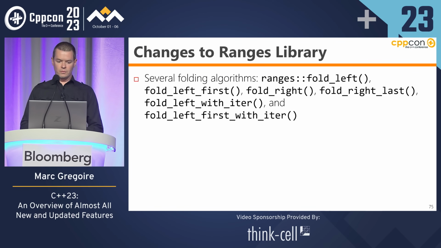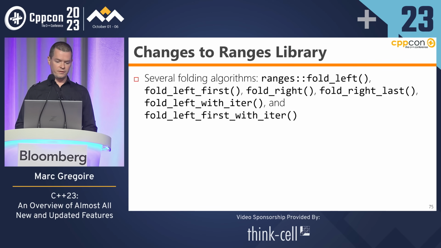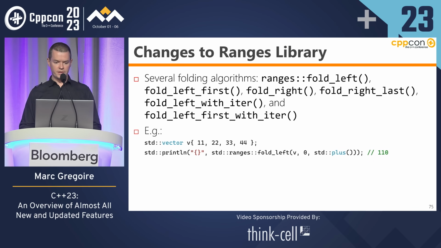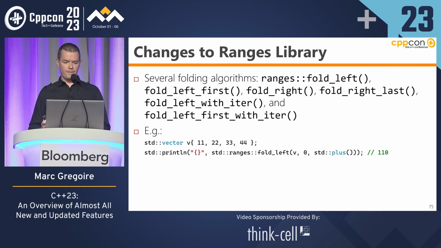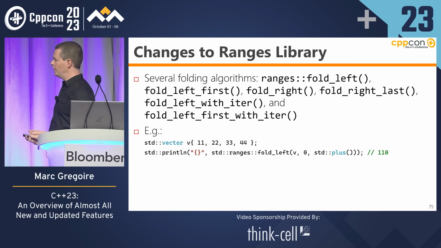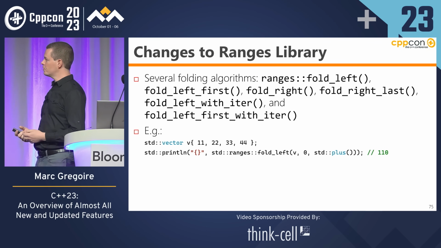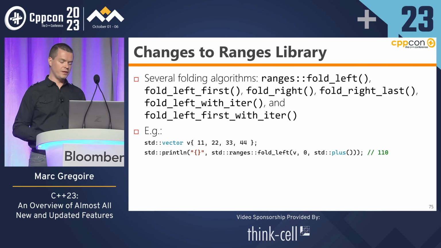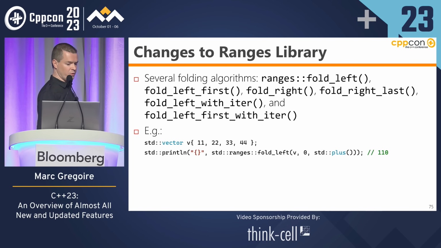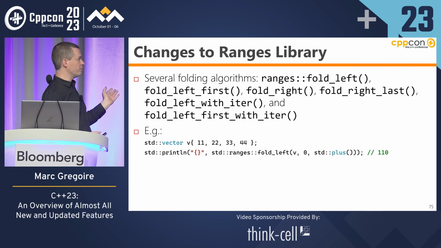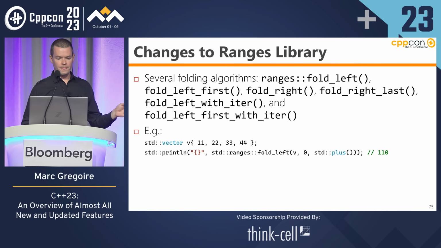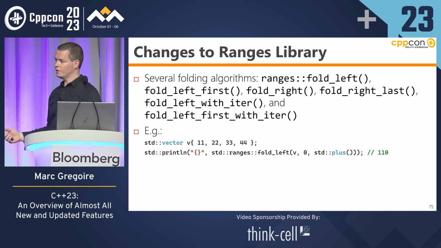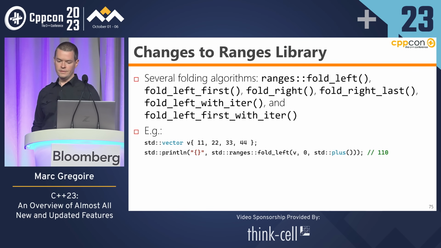Folding algorithms. I'm not going to read them all, but in C++23 we have all these fold algorithms. So let's look at an example of how they can be used. Here I have a vector of integers, 11, 22, 33, 44, and I'm folding them left, starting with the value 0 and using the operator plus. So what is this doing? It will start from the left, so it will take 11, and it will add 22 to it, plus 33, plus 44, so the result is 110.